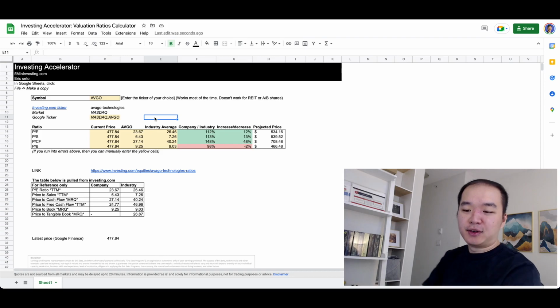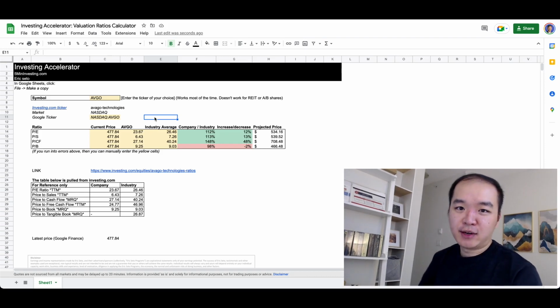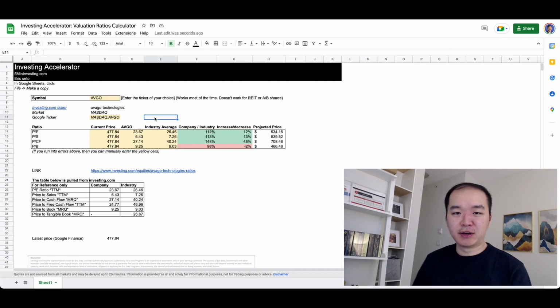So welcome back to another episode of the valuation calculator for another 3 companies. This time we're going to be analyzing AVGO, Broadcom, Qualcomm, which is QCOM, and Micron Technology, so MU.